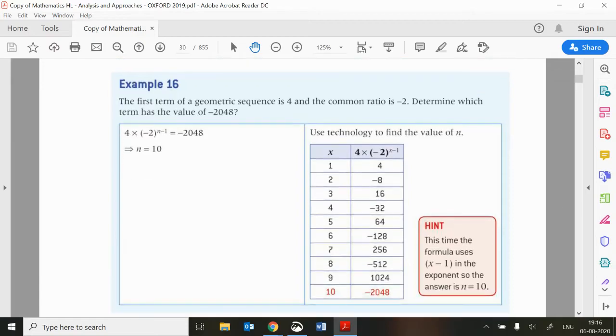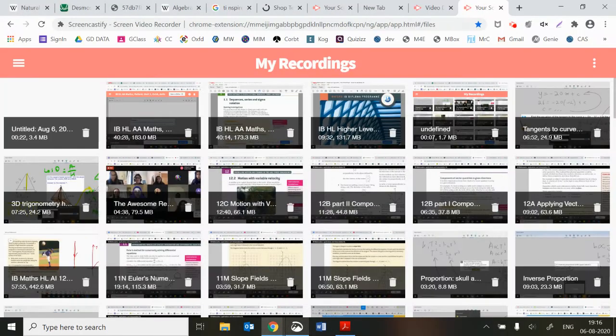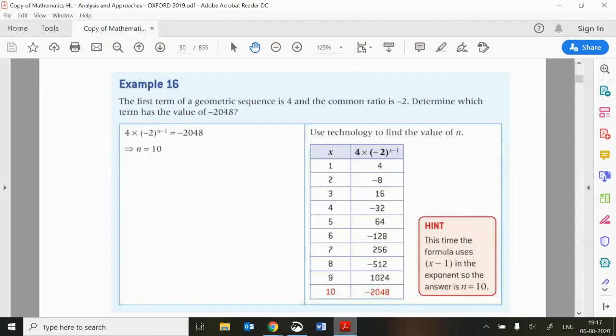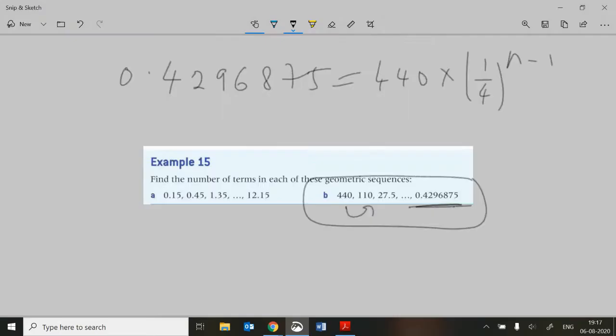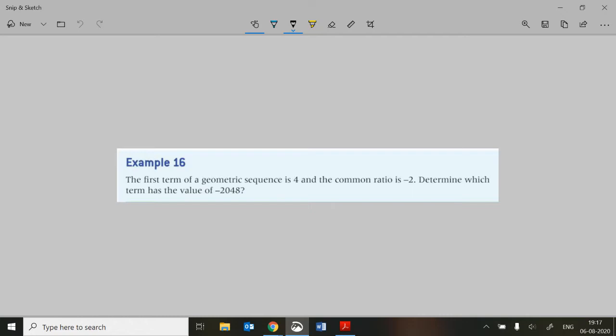Okay, let's shift on. Let's do example 16. We are cooking on gas here. Let's take this one. Looks like you're going to use a table for this one as well, but let's see how far we get. So the first term of a geometric sequence is 4. The common ratio is -2. Determine which term has the value of -2048. That seems to be a very similar question to the previous one.